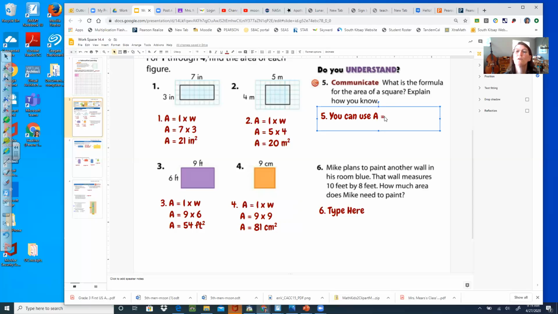Hello, where's my cursor? Cursor, come back. Guess it's on strike. Oh, there we go.